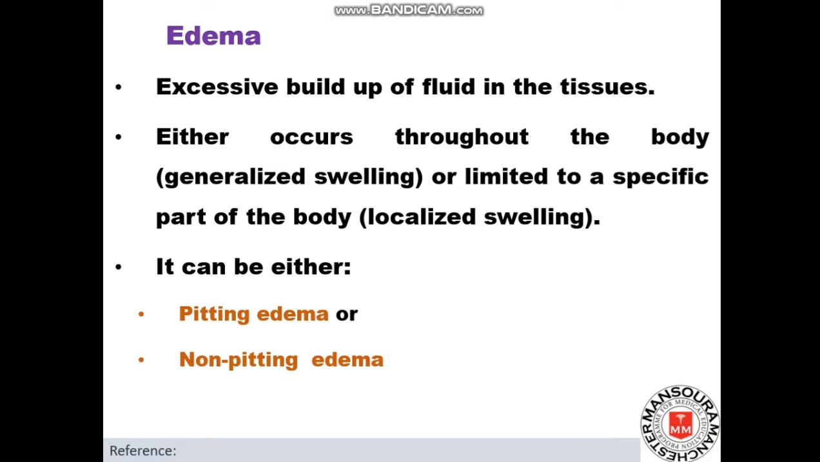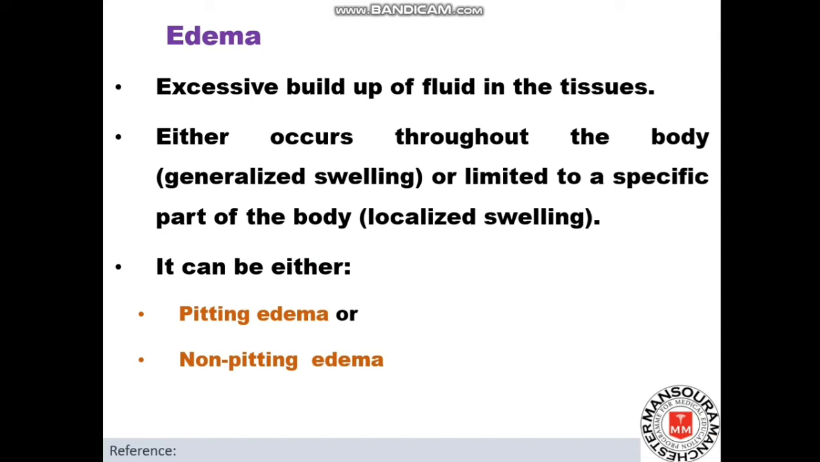Edema is an excessive build-up of fluid in the tissue. This either occurs throughout the body as generalized swelling, called anasarca, or is limited to a specific part of the body, called localized swelling, for example in the lower limb, the abdomen, or the upper limb.